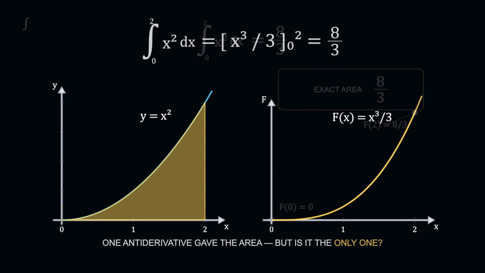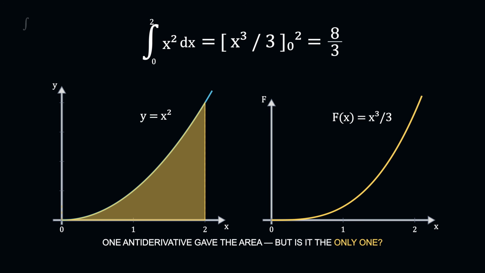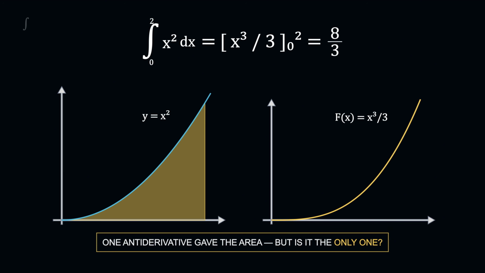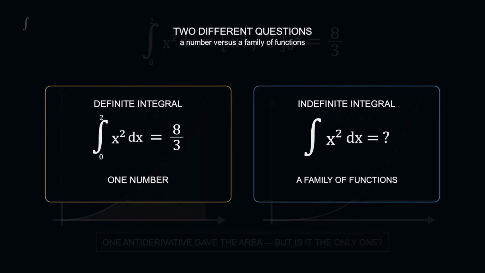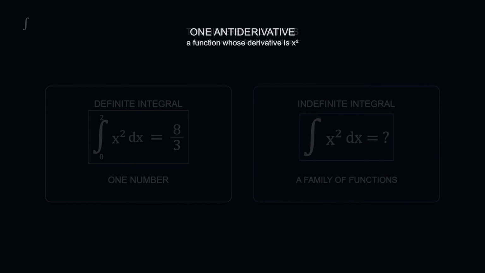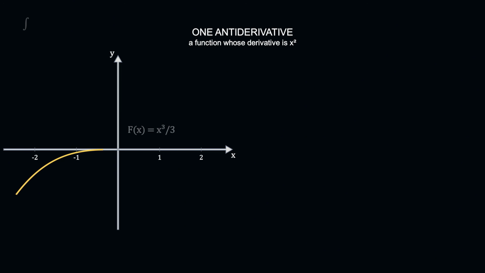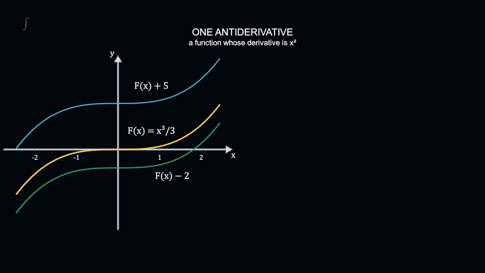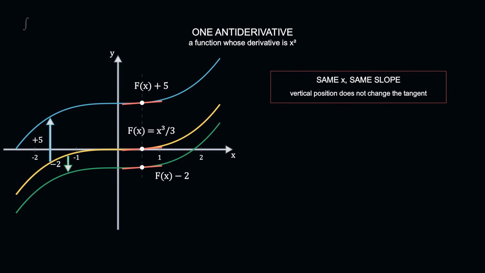The rectangles reveal what the integral means. The antiderivative allows us to calculate it efficiently. A definite integral produces a number, but an indefinite integral represents an entire family of functions. For example, x cubed divided by 3, x cubed divided by 3 plus 5, and x cubed divided by 3 minus 2 are vertically shifted versions of the same curve.